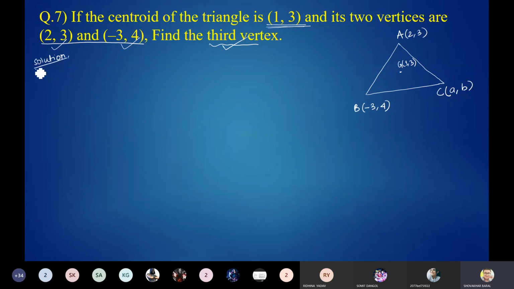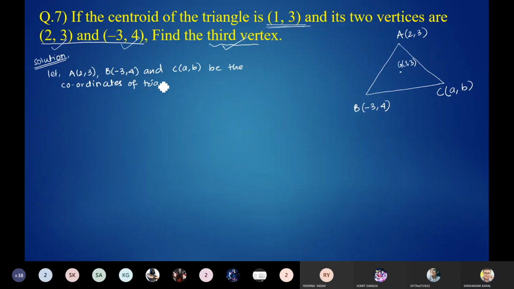Write along with me. Let A (2, 3), B (-3, 4), and C (a, b) be the coordinates of a triangle. These three are the coordinates of the triangle, and this is the centroid.